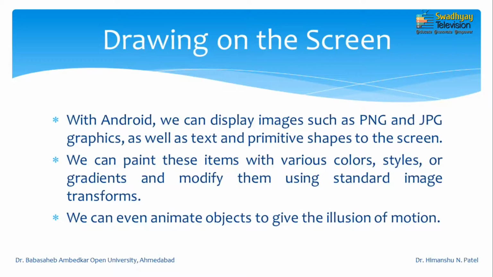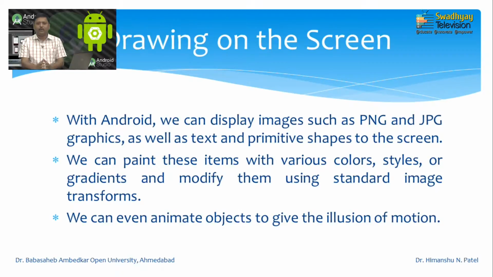With Android we can display images of type PNG and JPG as well as text and primitive shapes. Primitive means basic shapes such as rectangle, circle, oval, rounded rectangle, etc. to the screen. We can paint these items with various colors, styles or gradients and modify them using standard image transforms. We can even animate these objects to give the illustration of motion, but today we only study graphics, that is how to display different types of shape on screen.